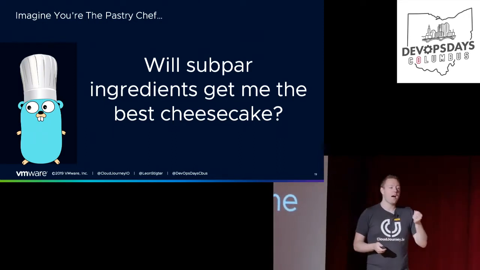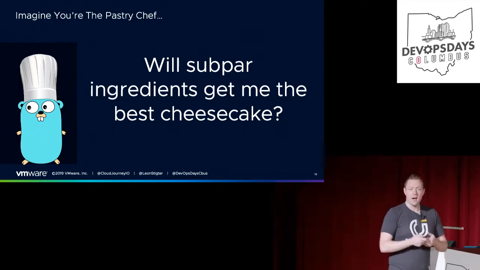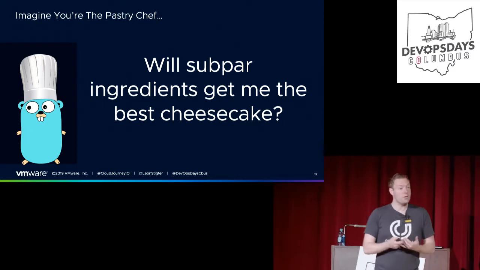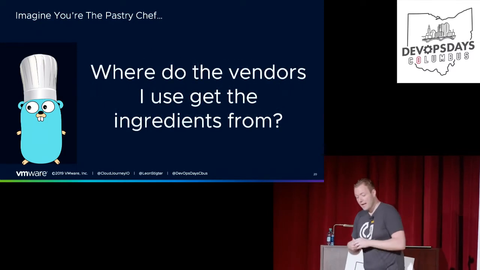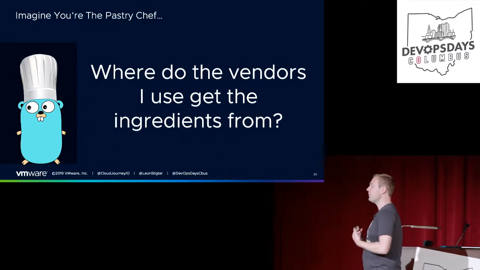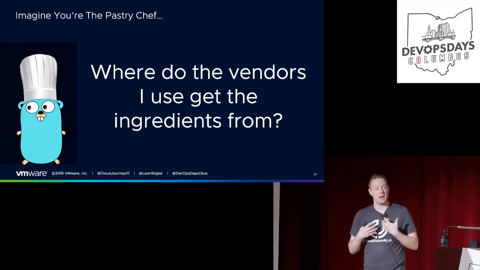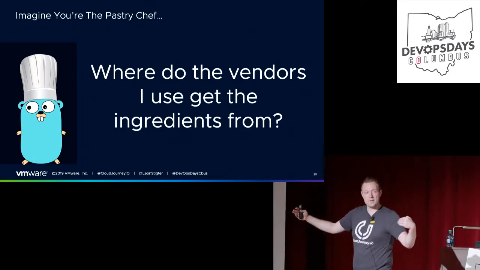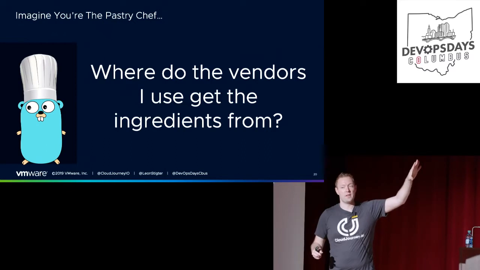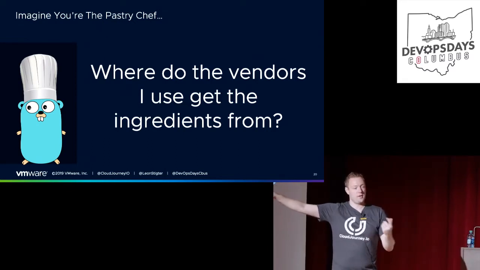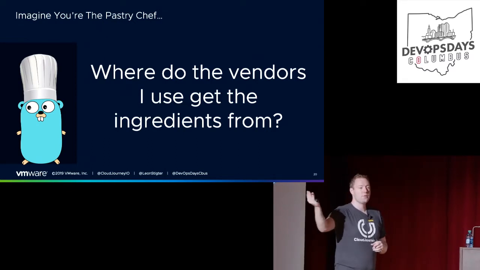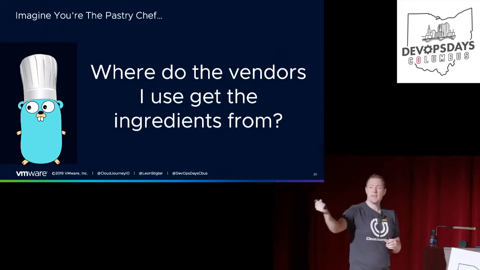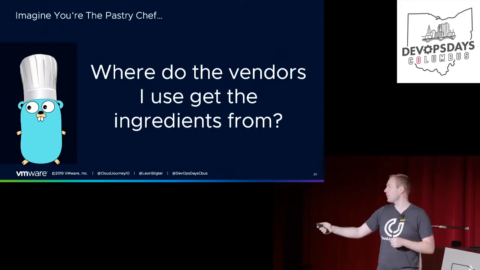So you're going to need high-quality ingredients. High quality, high trust, because you also want to know where it's coming from. And that is the other thing. Where do the vendors that I use, the people that I go to buy my ingredients, where do they get their ingredients from? So having some form of traceability from the origin all the way to when it ends up in my kitchen and ultimately into my cheesecake, where is everything coming from?